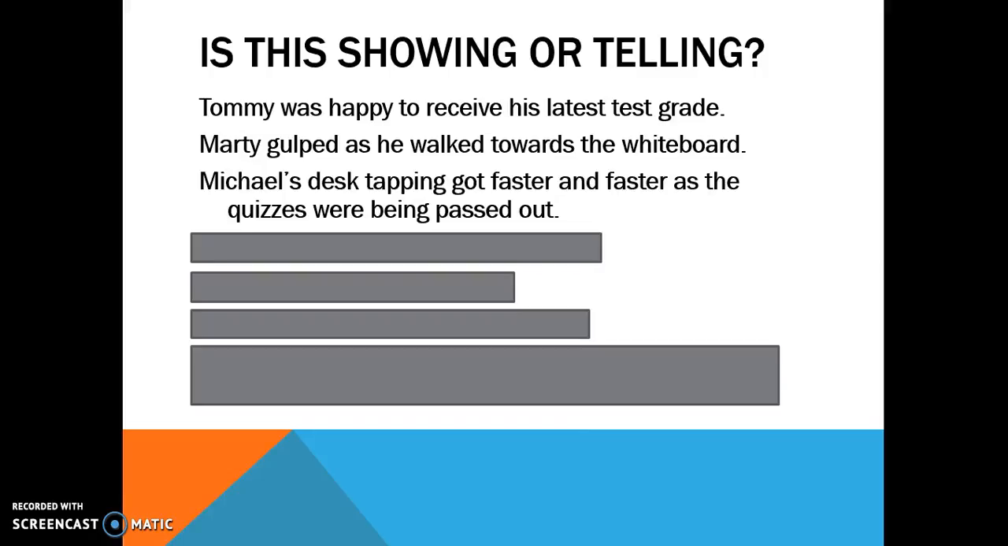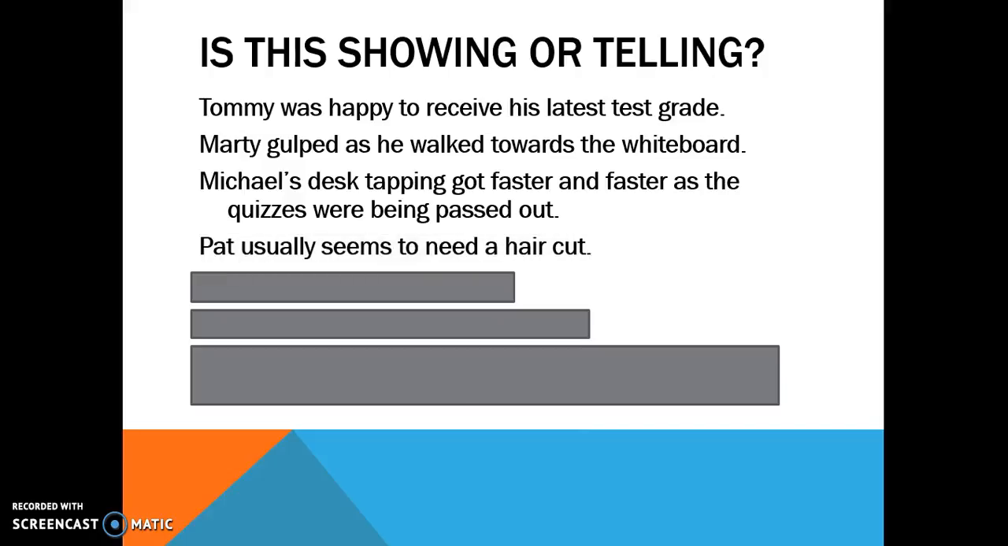Michael's desk tapping got faster and faster as the quizzes were being passed out. Shout it out. Is this showing or telling? This is showing. We see the tapping, we can feel the anxiety, but the author is letting us interpret.